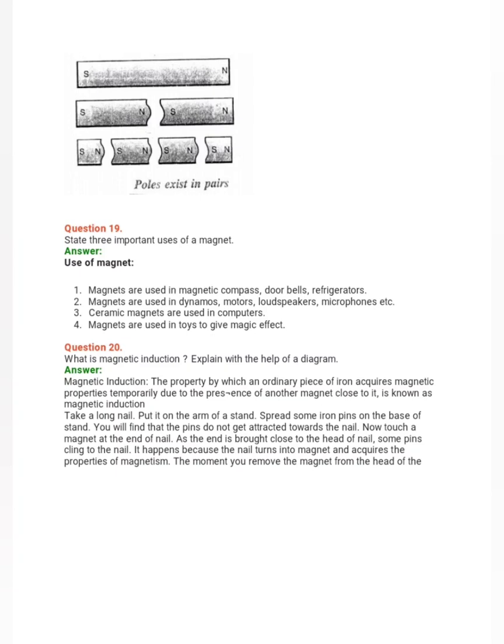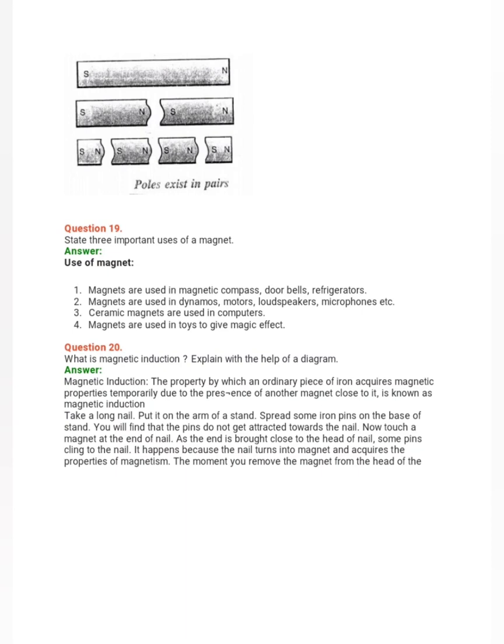Question number 19. State 3 important uses of a magnet. Answer. Uses of magnets. 1. Magnets are used in magnetic compass, doorbells, refrigerators. 2. Magnets are used in dynamos, motors, loudspeakers, microphones, etc. 3. Ceramic magnets are used in computers. 4. Magnets are used in toys to give magic effect.